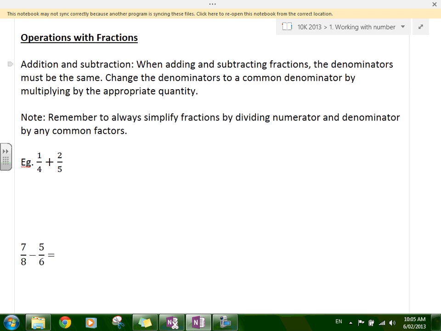Now, what's the easiest way to add and subtract fractions? No, I think even easier than that. What do you think it is, Mrs. Mills? Use your calculator. Do not waste your time.